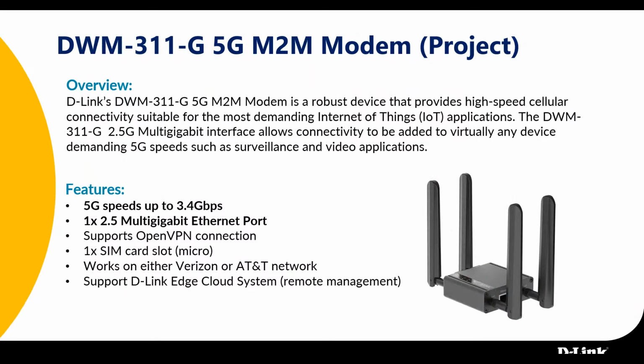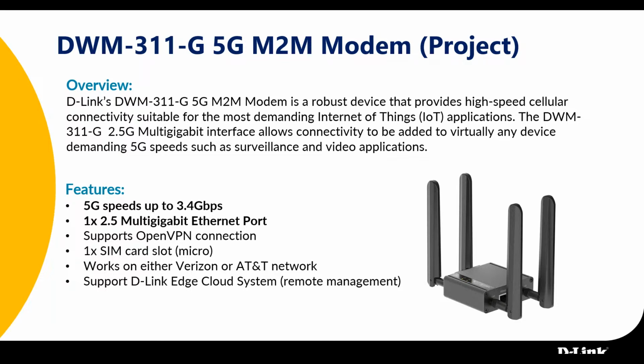Moving on from there, we also have, and this is more of a project-based model, we don't necessarily have this available on our price book today in Canada or the US, North America, I should say, but we're certainly open to look for opportunities. We have the DWM 311G, the 5G variant of the DWM 311. It supports 5G speeds up to 3.4 gigabits a second, so very, very fast. In order to take advantage of that, it also includes a 2.5 gig multi-gigabit Ethernet port for uplink into that very fast device that needs to take advantage of those speeds. It offers a single SIM card slot on that particular device.